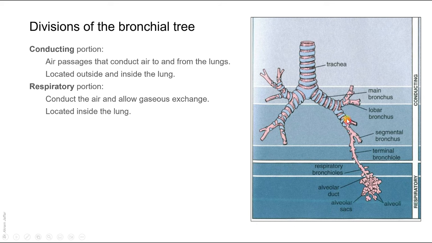It includes the air passages that conduct air to and from the lungs, and some of it is located outside the lung, and the other part is present inside the lungs. So you can see here that the trachea and part of the main bronchus are located outside the lung, and the remaining part is located inside the lung. Here, no exchange of gases takes place. That's why the wall is thick.